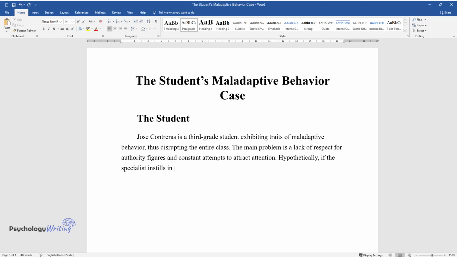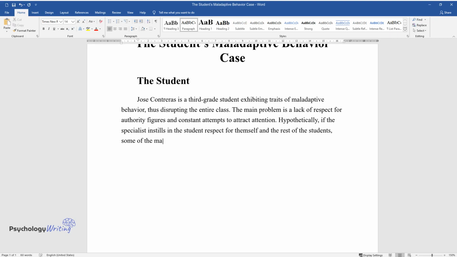Hypothetically, if the specialist instills in the student respect for themselves and the rest of the students, some of the maladaptive behavior can be eliminated.